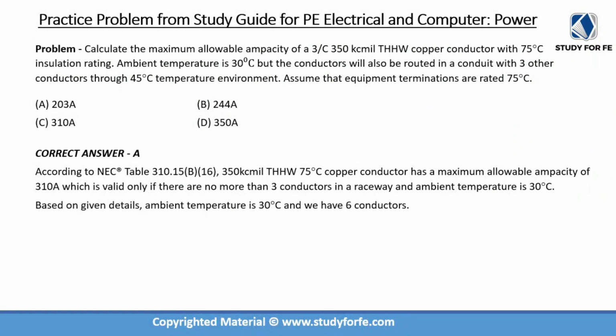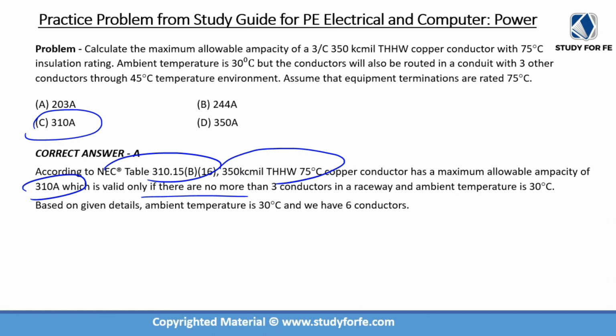So first things first, we are going to jump directly to this NEC table and look at the ampacity that is provided for the 350 kcmil THHW 75 degree C copper conductor. And we find that it is actually 310 amps. Now, I have provided you an option which is 310 amps, and you could potentially select this, but we have to account for the other details that are provided in the problem statement and see how those details actually impact this 310 amps. Now, this is only valid if there are no more than three conductors, but we are told that in addition to this three conductor cable, we also have three additional conductors. So we have to account for the grouping factor. Moreover, the ambient temperature is 30 degrees C, but this is also going through a 45 degree C temperature environment, so we have to account for that as well.